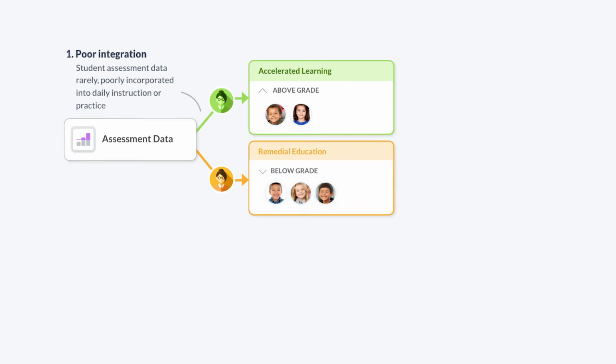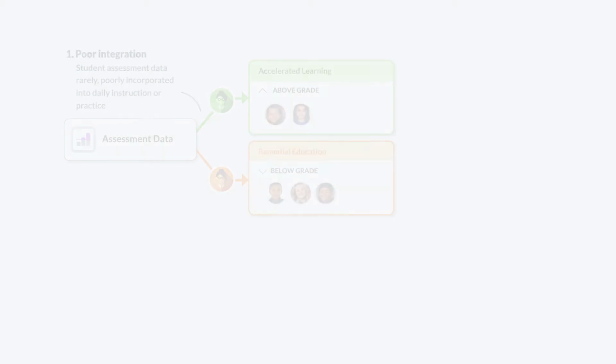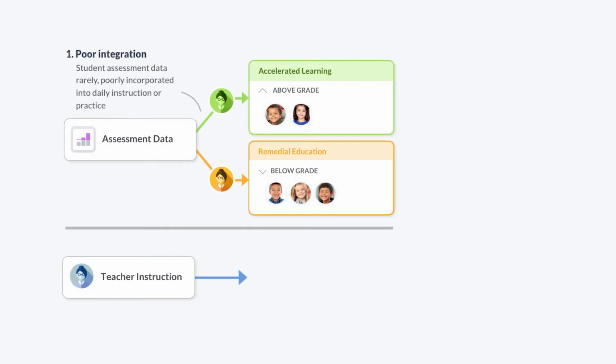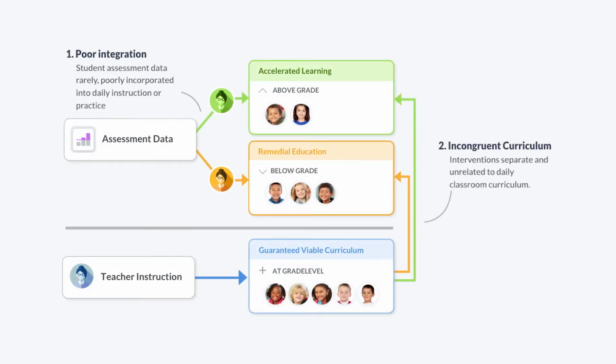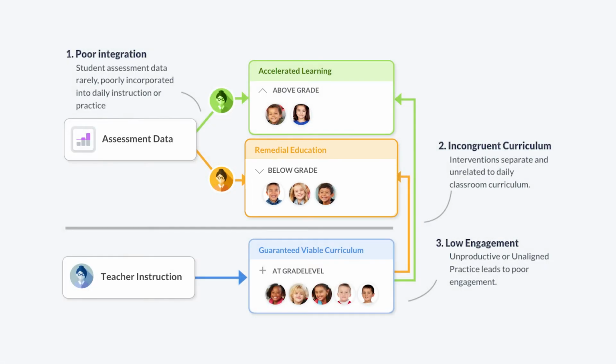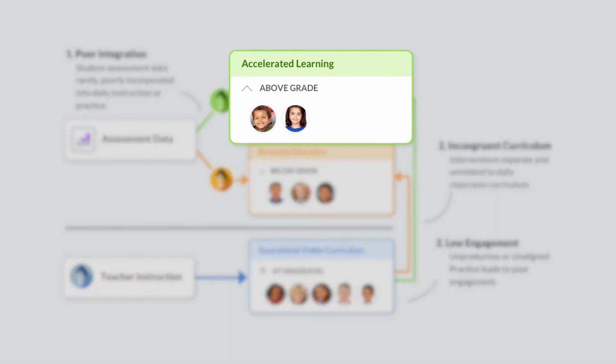These groups may receive instruction outside normal classroom learning time and use curriculum or software different from the one you're using in class. Sound familiar? Disconnected from the teacher's daily instruction, this can lead to incongruent curriculum and low student engagement, where struggling students may be expected to sit through daily instruction in their homeroom without the dependent skills needed to understand the lesson being taught. At the other end of the spectrum, accelerated students may disengage, finding the daily lessons and curriculum not challenging enough.